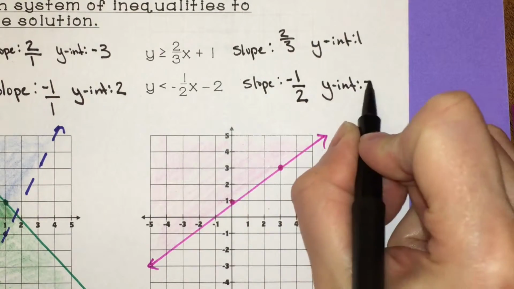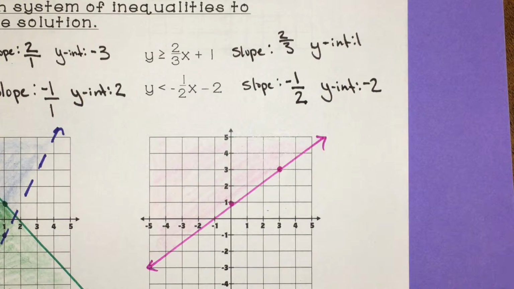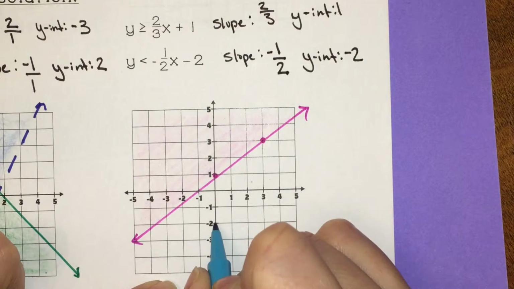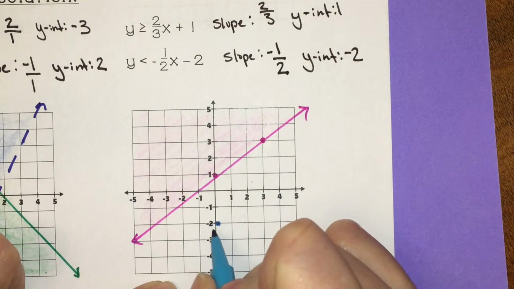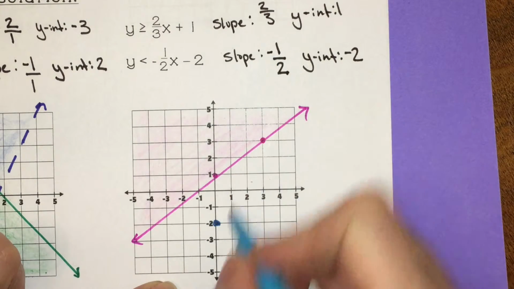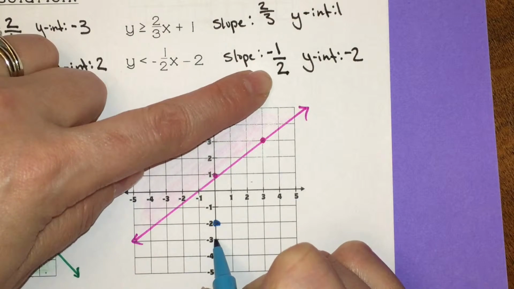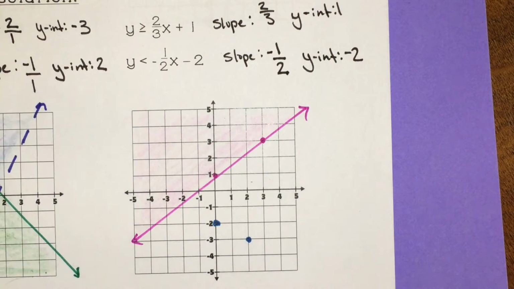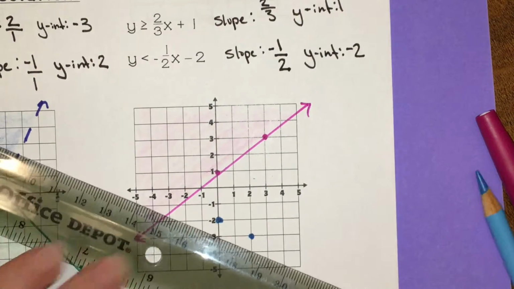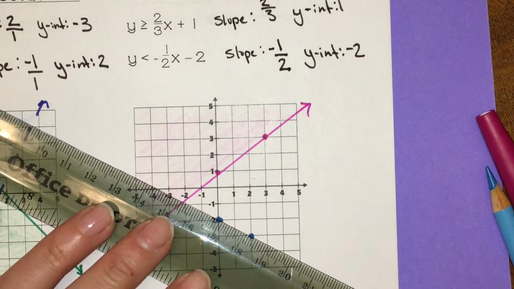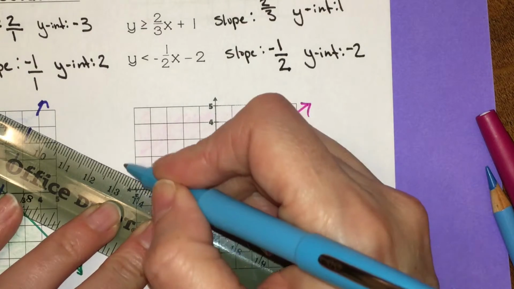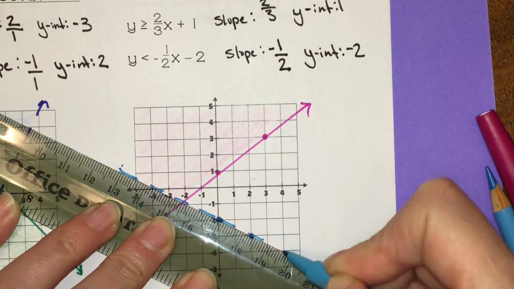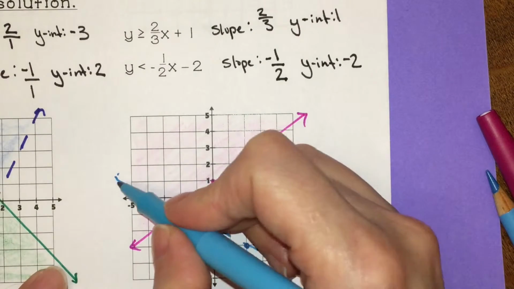Y-intercept is -2. So that means that we start at -2 on the y-axis. Slope is -1, so down 1, over +2 to the right 2. And this is y is less than, so it's a dashed line. It's strictly less than, not equal to. So we have our dashed line through those 2 points.